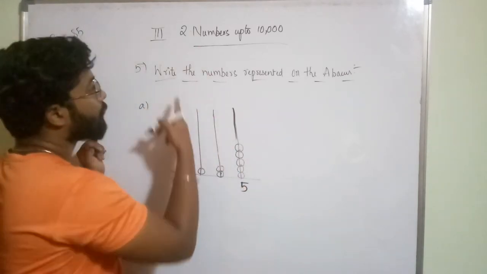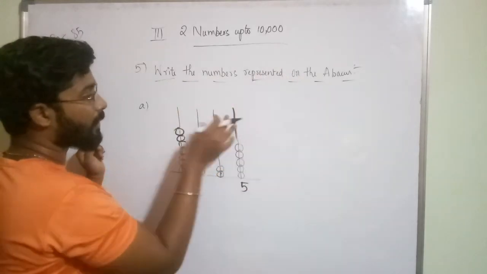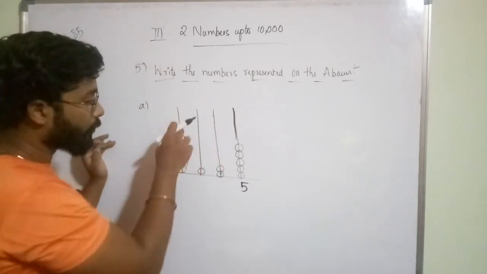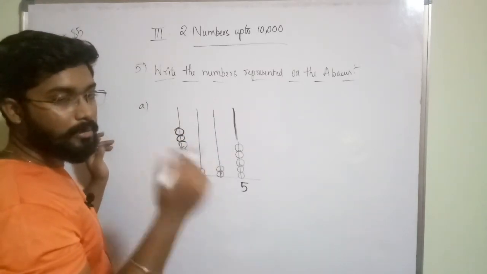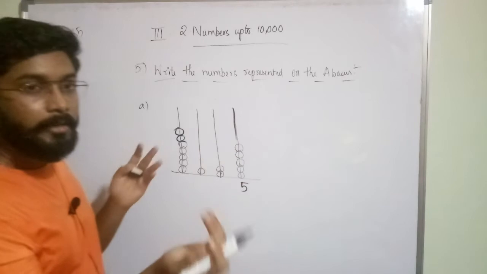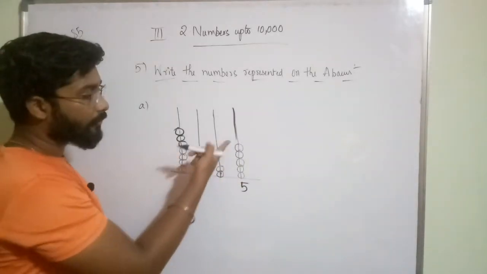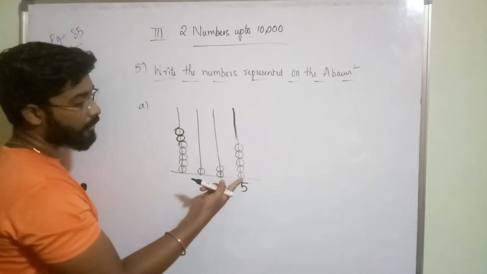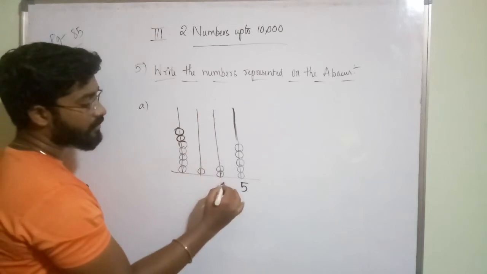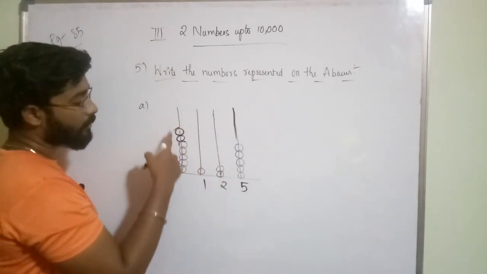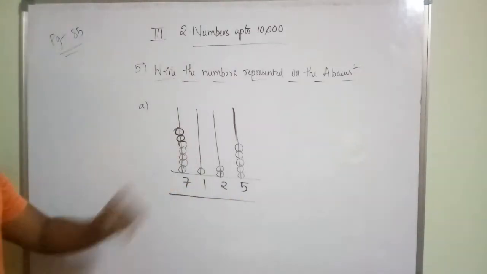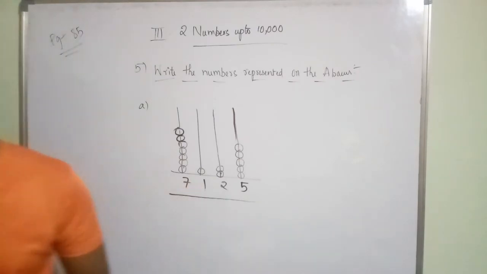Okay, next, what he has given: write the numbers represented on the abacus. If you count the number of beads, you will get one number. So one number is represented in the abacus. What is that? We have to write it in numerical form. How will you get it? If you count the number of beads only, you will get it. So 5 beads are there in ones rod. We have written 5. Next, in tens rod 2 beads are there. In hundreds rod 1 bead is there. In thousands rod 7 beads are there. What is the total number represented on the abacus? 7125 is the number.